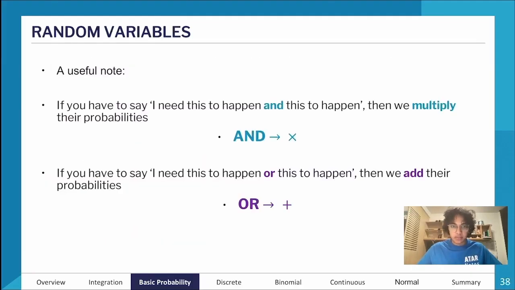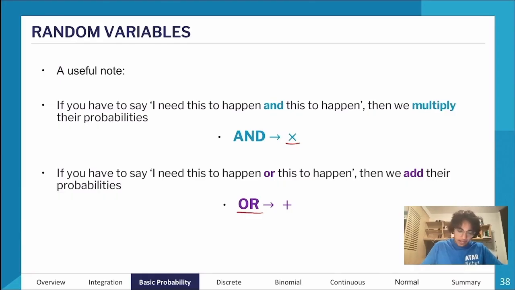Okay, hopefully that makes some sense. Another useful note to know is that if you have something with the words "and", so if I want something to happen and another thing to happen, for example, the probability of me solving a Rubik's Cube in less than a minute and the probability of it raining, then I multiply them together. When we use "or", so the probability of me solving a Rubik's Cube in less than 1 minute or it raining, for that you use plus.